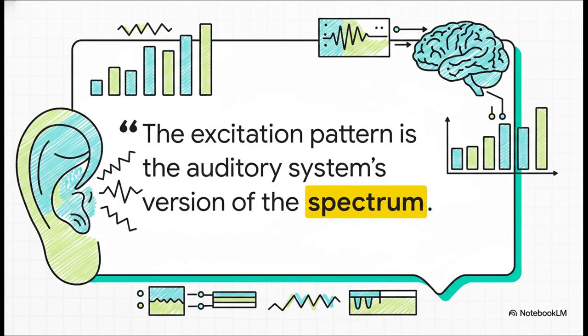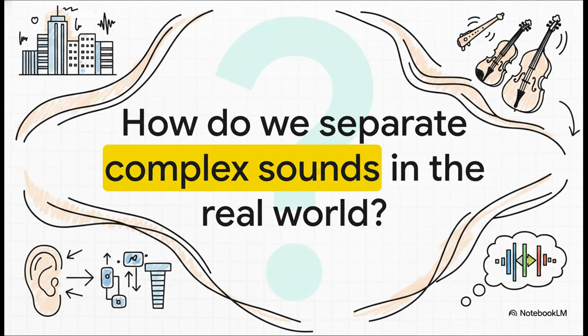I want you to consider this really profound observation straight from the source material. The excitation pattern is the auditory system's version of the spectrum. Let that sink in. It perfectly shows the degree to which different frequency components in the messy, complex sounds of our environment are resolved by our very biology. Your brain isn't just passively hearing noise, it is actively reading an internal biological spectrogram generated right there on the basilar membrane. Which leaves us with this final, incredibly thought-provoking question.